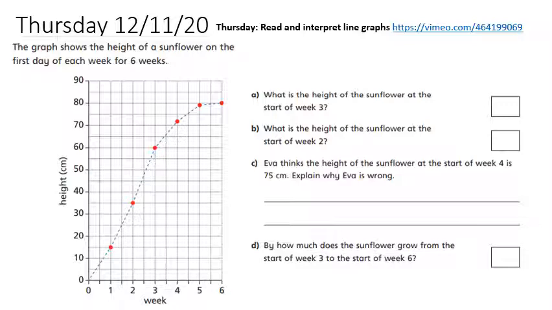So for example, what is the graph for? What's the point of it? So the graph shows the height of a sunflower on the first day of each week for 6 weeks. What is the height of the sunflower at the start of week 3?